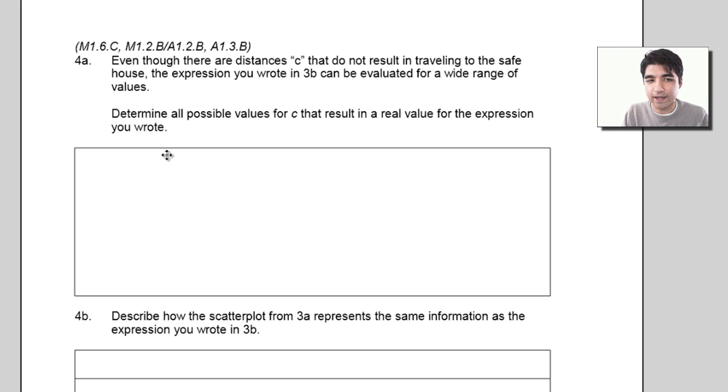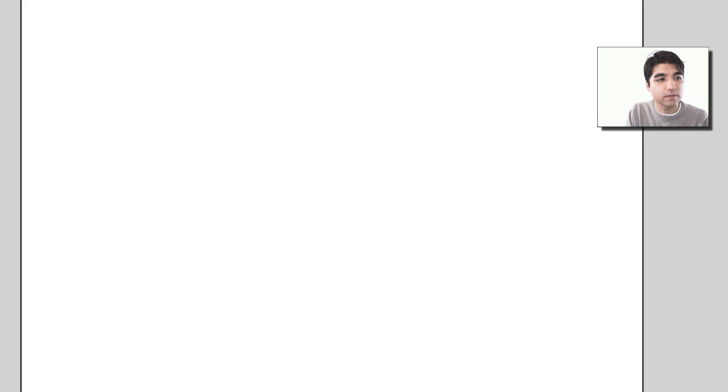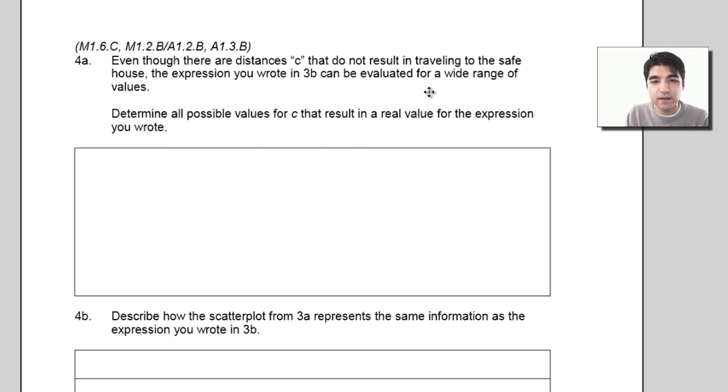Hey, we're on 4a now, and this one says, even though there are some distances c, remember c represents how much you travel through the jungle, that do not result in traveling to the safe house, the expression you wrote in 3b, let's go look at that. So this is the equation that we wrote for 3b, which finds the total time as a function of c. Whoops. Okay, back to 4a.